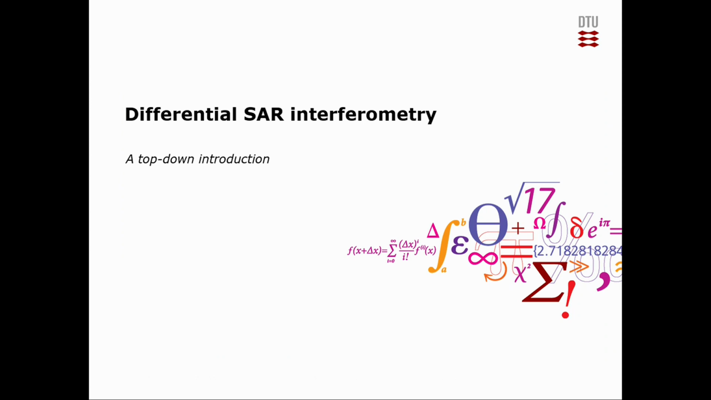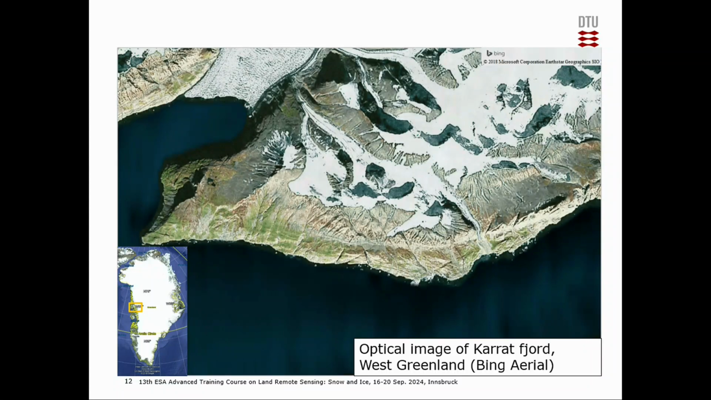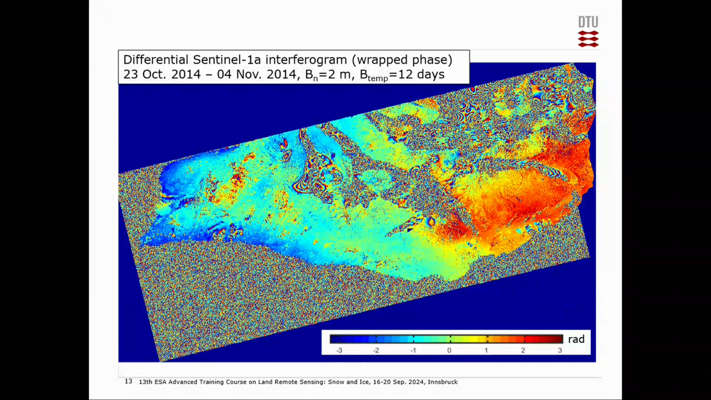Okay, so let's start with the first technique, differential SAR interferometry, which is a phase-based technique. I'm going to give you a top-down introduction, in the sense that first I'm going to show you some results of interferometry, and we'll try to understand progressively what we are seeing. So we start with a cliff in west Greenland, Karrat Fjord, where there was a big landslide in 2017. Many researchers like me working with interferometry were trying to measure the motion associated with this landslide. So I'll start by showing you a so-called interferogram of this cliff.